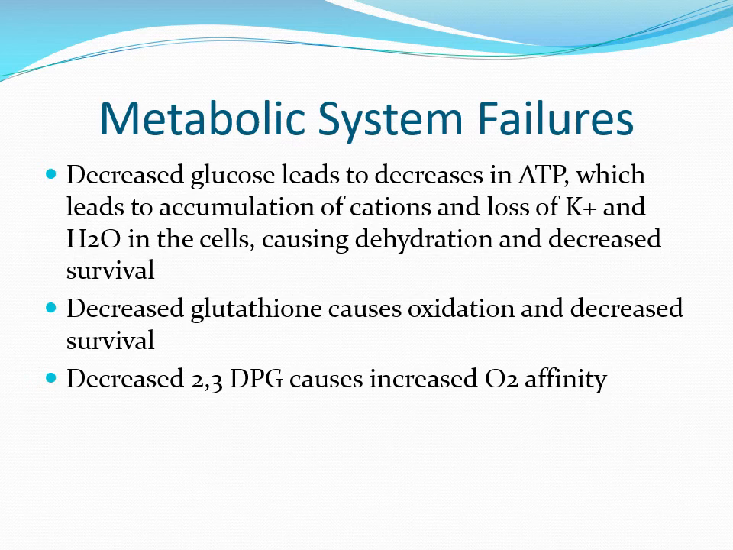With metabolic system failures, decreased glucose leads to decreased ATP, which leads to the accumulation of cations and loss of potassium and water in the cells. This causes dehydration and decreased survival. Decreased glutathione causes oxidation and decreased survival, and decreased 2,3-DPG causes increased O2 affinity.